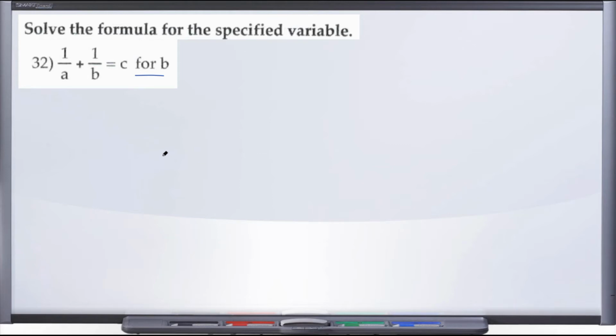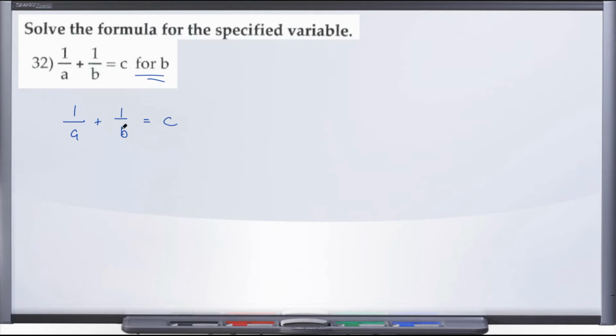All right, let's take a look here at 32, and they say solve the formula for the specified variable, and they give us 1 over a plus 1 over b equals c, and they tell us to solve for b, which I've already underlined here for us. And we know that it's probably going to be easier if I rewrite what we're dealing with here.